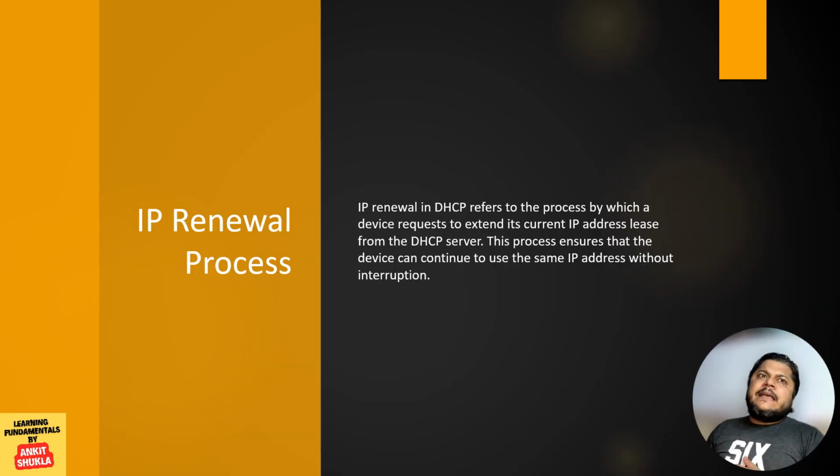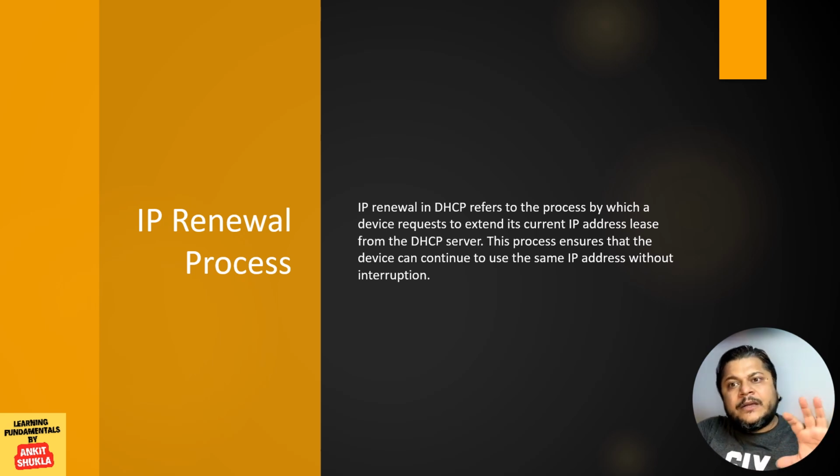IP assignment is a temporary as well as a permanent process in a network. There are three processes in the IP renewal cycle. First one is a renewal request. When a device's IP lease is nearing expiration, it sends a renewal request to the DHCP server asking to extend the lease on its current IP address.